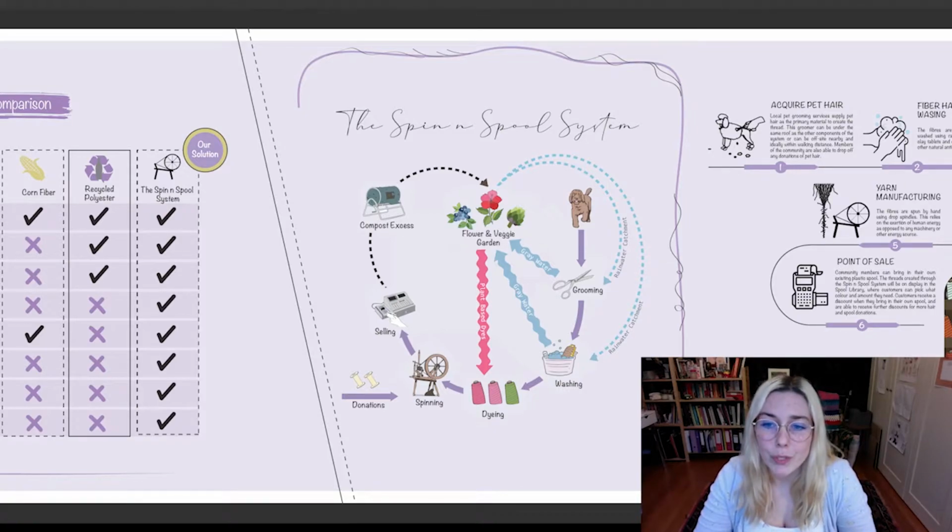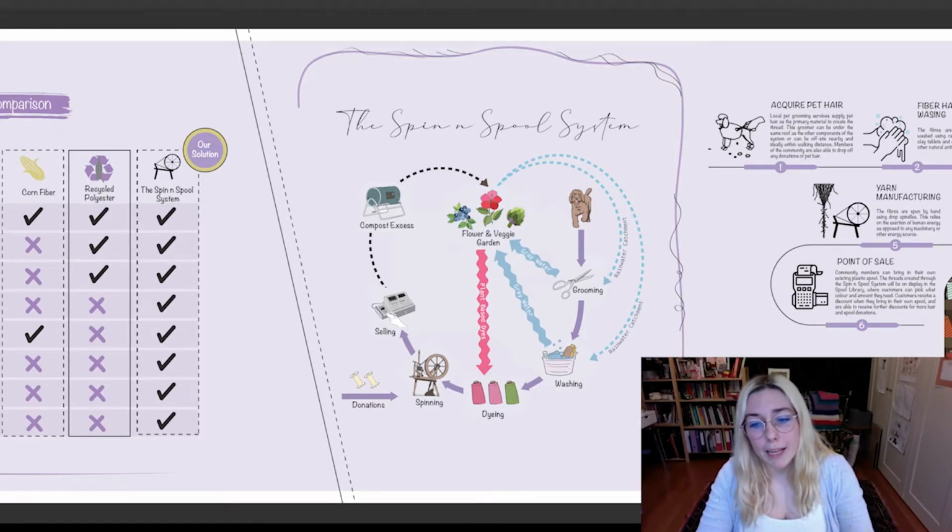Our first hurdle was to find a fibre that we could use that didn't need new infrastructure or many resources. We decided to use pet hair because it is a waste product, it can be spun similar to wool, and it can be dyed as well. This model uses a pet groomer to harvest the fibre, and ideally the groomers would use rainwater for their business. The fibres are then washed, and all the grey water is used on the garden, which is the source of the natural dyes for the next step.